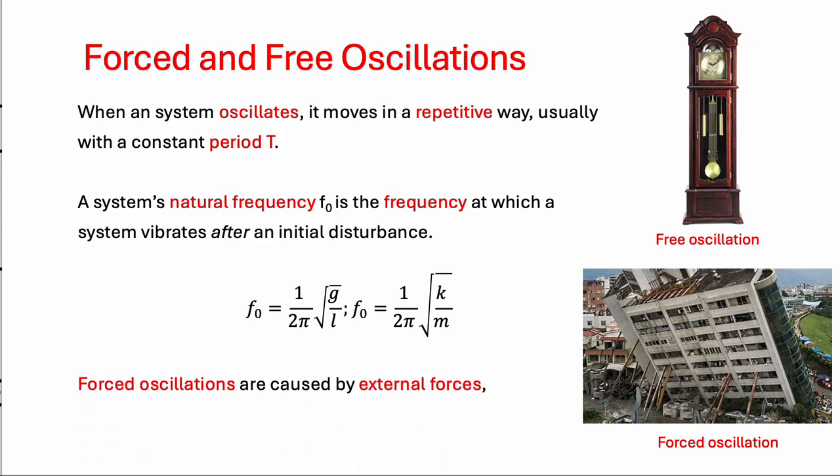So just to be clear, our forced oscillation is caused by an external force, and the frequency of that oscillation is determined by the driver. So in the case of the earthquake, the driver would be the earthquake itself. It would be the tremor coming from that earthquake as well. And so we're really interested in how these forced oscillations behave and how they compare with our free oscillations. So let's see an example of this.